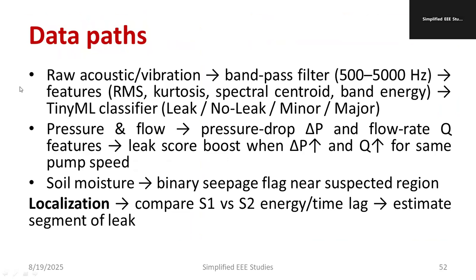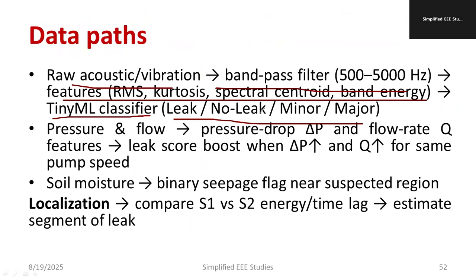Regarding the data path, there is raw acoustic vibration. We need a bandpass filter with a frequency of 500 to 5000 hertz. Then we have the spectral parameters like band energy, spectral centroid, RMS, etc. Then we use a TinyML classifier with three to four options, so you can take a different decision: leak, no leak, minor leak, major leak.